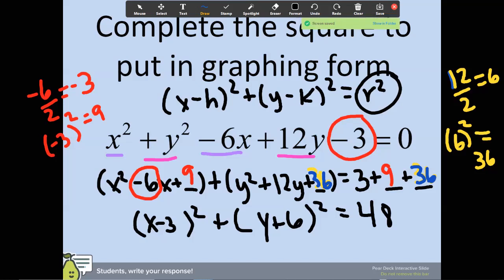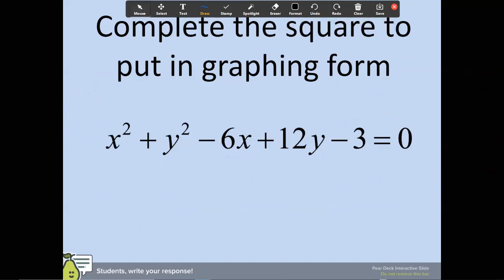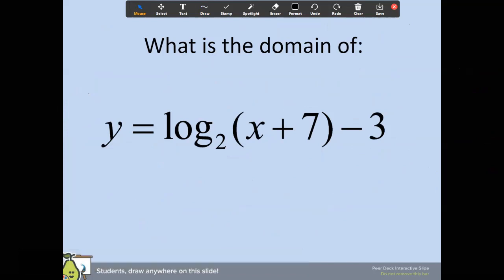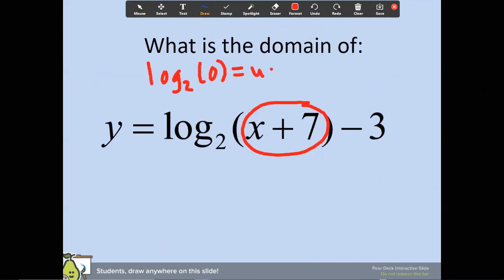Okay, so next problem. On this one, what is the domain? For these logarithms, the thing I'm really concerned with is my vertical asymptote, because my vertical asymptote is going to come from what makes this 0, because we can never take log of 0. Log base 2 of 0 is undefined. We cannot take log of a negative either. So if we have a logarithm, we're going to have a vertical asymptote.